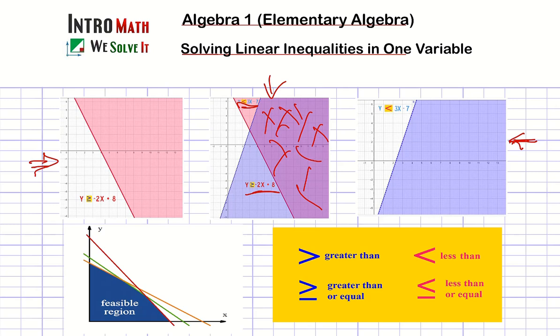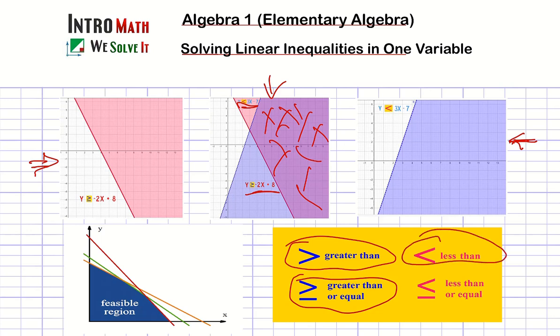And then look at this one over here. I listed the inequality symbols they use in mathematics. This one stands for greater than, okay? Greater than. And this one is greater than or equal to, okay? And then this one is less than, and then the next one is less than or equal to, okay?